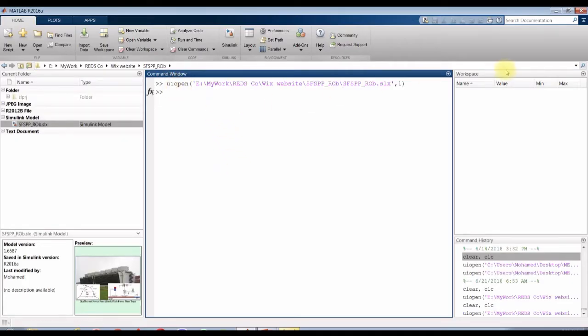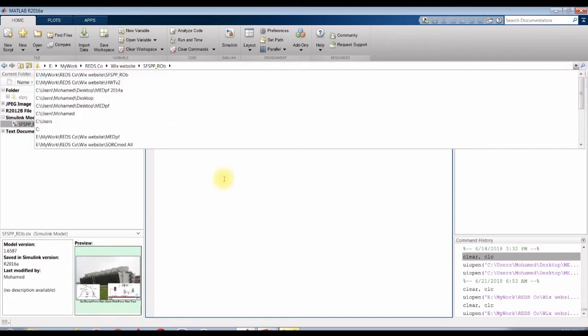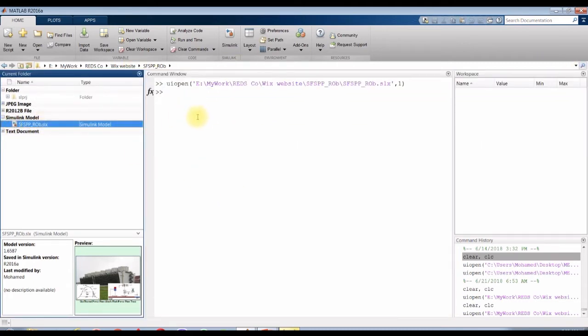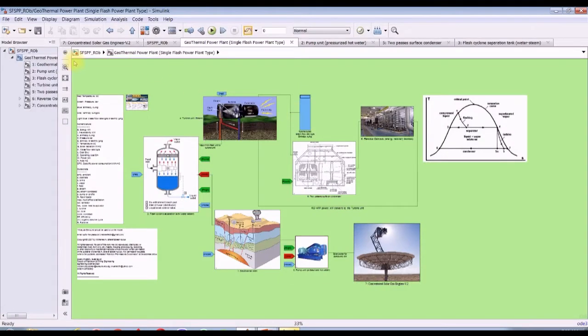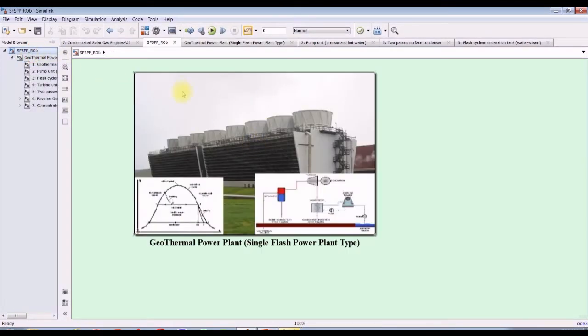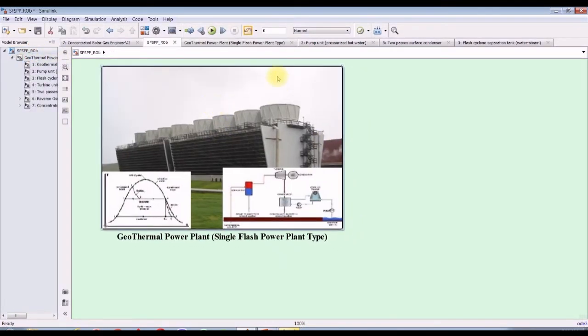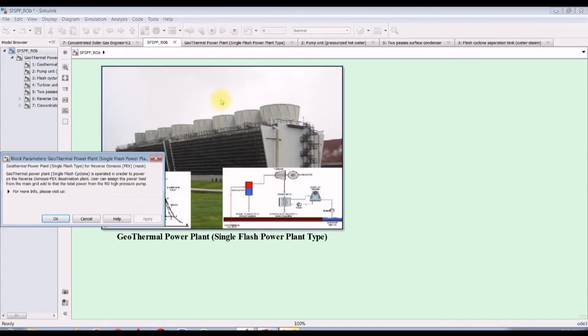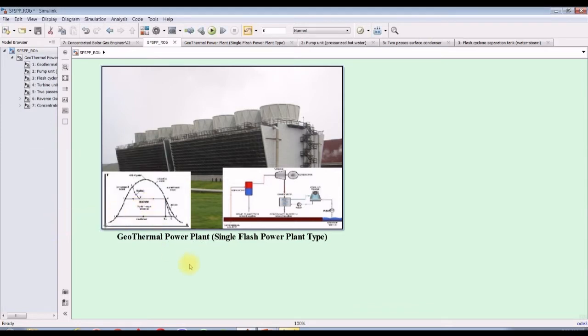To download your model, you have to specify your location, destination folder, and run your model. Okay, your model should appear like this. Double click on this. You can get some information or go to the video link or something like this.